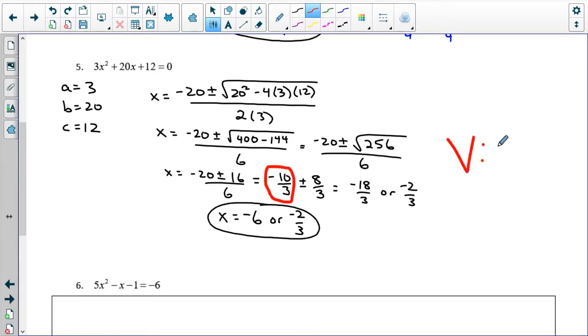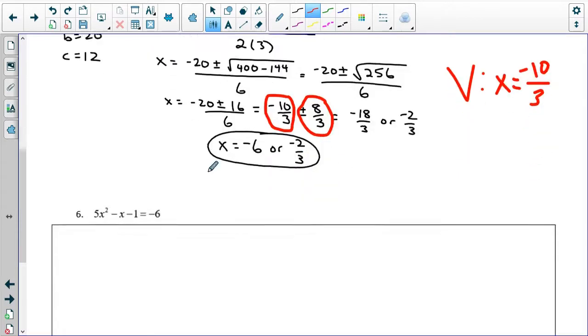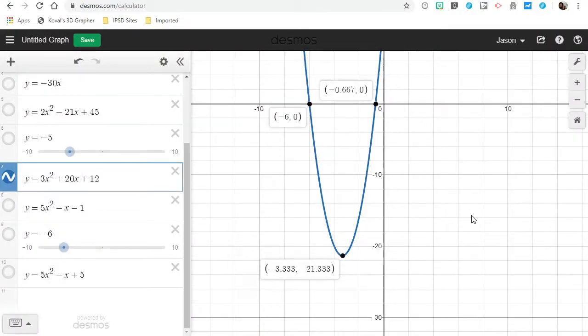If I want to make a note of this one more time, notice that -10/3 is going to be the x value of the vertex, and this plus or minus 8/3 is going to be the horizontal distance that we travel in both directions. 3x squared plus 20x plus 12 ends up giving me the solutions that were indicated.